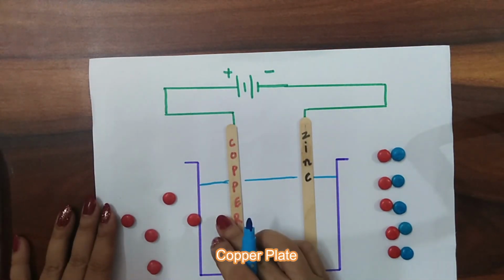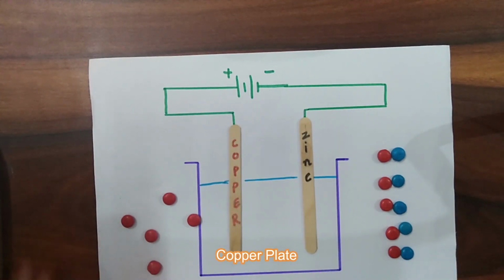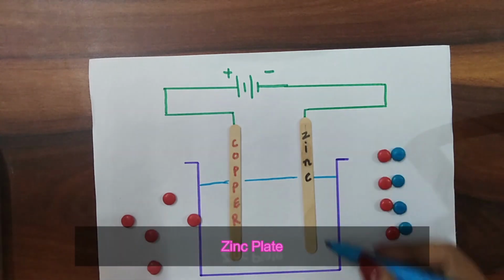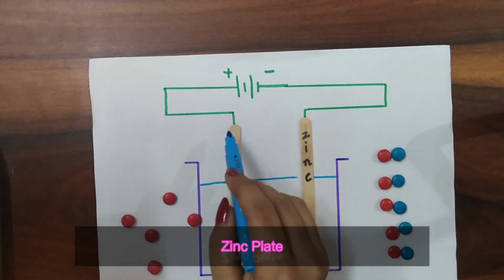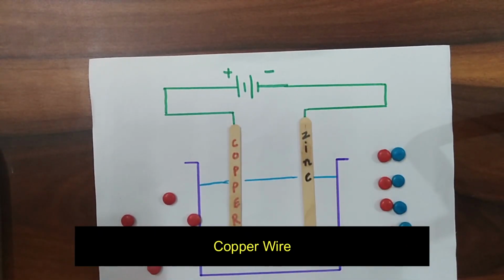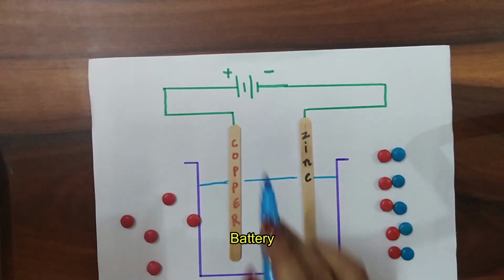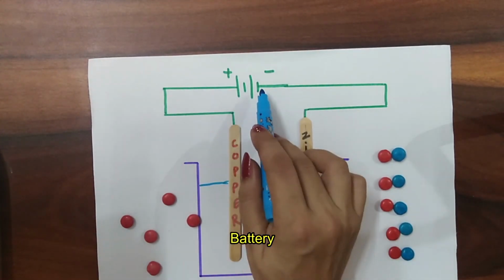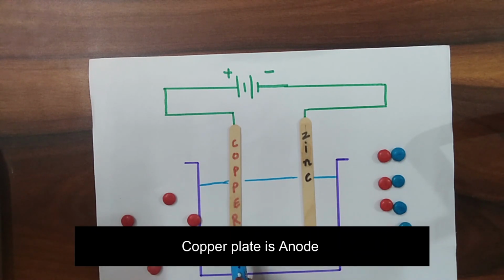Now here I have taken copper plate as one of the ice cream sticks. Then another ice cream stick I have assumed as if it is a zinc plate. The two have been connected with the copper wires which I have drawn with green pen, and this is the battery. Now initially I told you cathode. So now zinc plate is the cathode here, copper is the anode here.